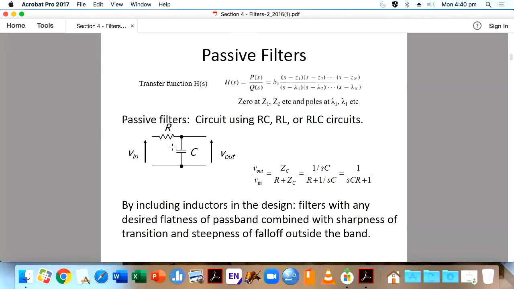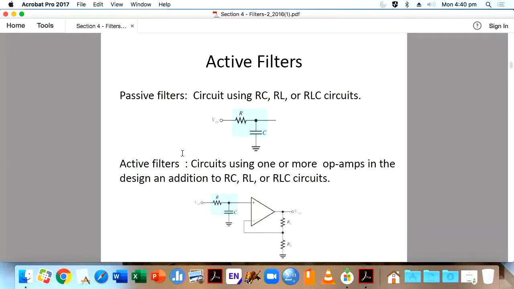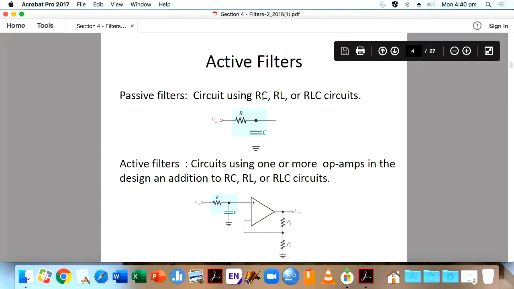Then resistor and capacitor also you can make passive filters. Then why do we need active filters? We are interested in the active filter. For passive filters, we are using RC, RL or RLC. Maybe you are happy to buy an inductor and use it.